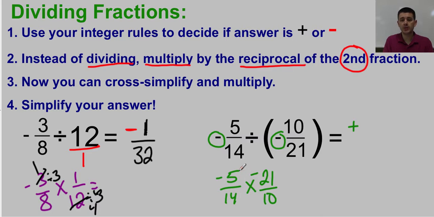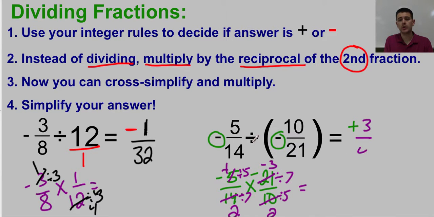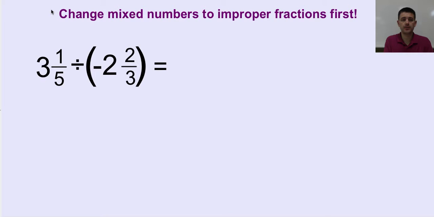Once it's written as a multiplication problem, now I can cross simplify. So 5 and 10 can both be divided by 5. So I get a 2 and a 1. 21 and 14 can both be divided by 7. So I get a 3 and a 2. In this case, I can't simplify any farther, so I go ahead and multiply. 1 times 3 is 3. 2 times 2 is 4. So anytime you see division, we're going to change it to multiplying, but we're going to multiply by the reciprocal of the number, because we found that we get the exact same answer without any extra steps.